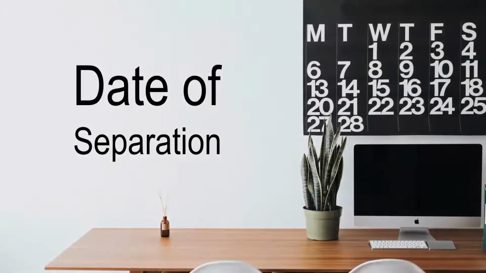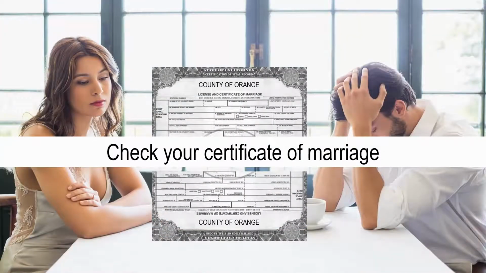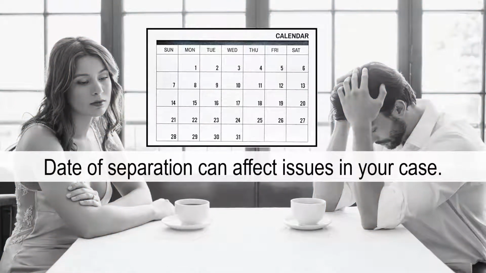Date of separation. To start your case, you will need to know your date of marriage or registration of your domestic partnership. You will also need your date of separation. If you do not know your date of marriage or registration of domestic partnership, check your certificate of marriage or registered domestic partnership. The date of separation is something you will need to determine yourself. The date is important because it can affect how property gets divided and spousal support, for example.